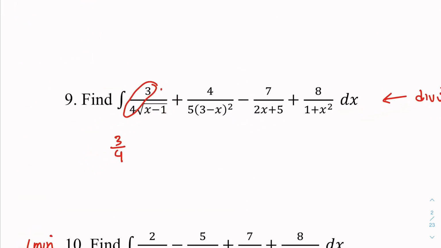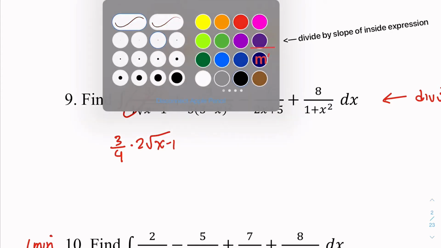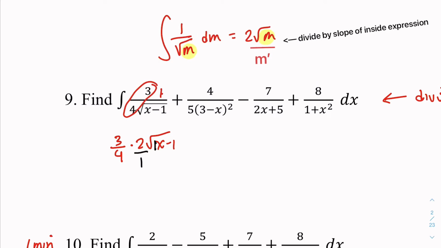Instead, we'll have to view this as 1 over root monkey. And the integral of 1 over root monkey is 2 root monkey divided by the slope. So I'm seeing this as 1 over root monkey, which becomes 2 root monkey divided by the slope of that inside guy. Now the slope of that is just 1, so it didn't do anything for us. But if there was a 2 here, then I would have divided by 2, because that's the slope of the inside expression.